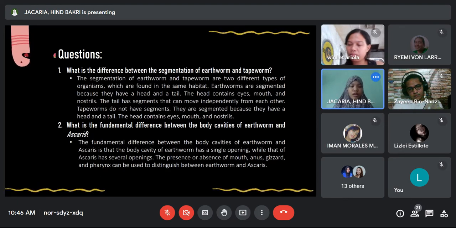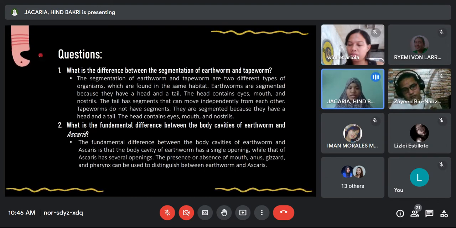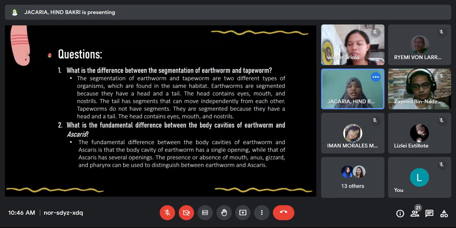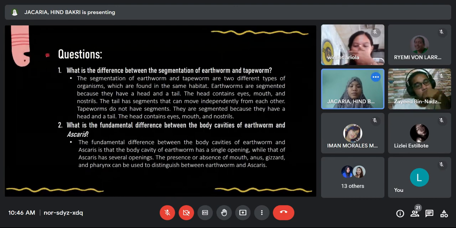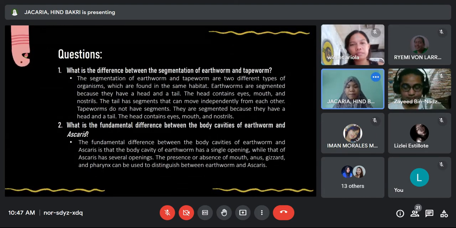Number two, what is the fundamental difference between the body cavities of earthworm and ascaris? The fundamental difference is that earthworm have a single opening while the ascaris have several. And as I mentioned earlier, the earthworm has a true body cavity compared to the other. The ascaris also have no segmentation, unlike earthworms.